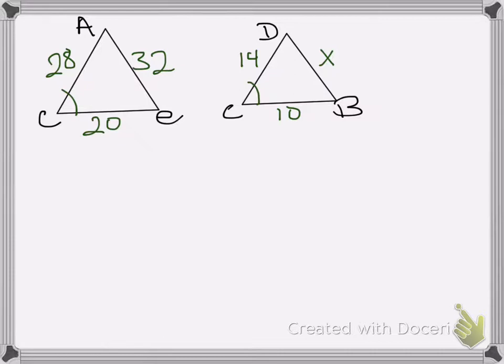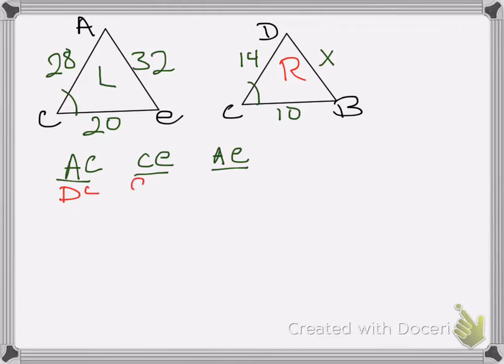First thing I'm going to use is the big triangle over here on the left side. First side I see is AC, then CE, then AE. If I put those on top of the smaller triangle from the right side, well, DC, CB, DB. There's my proportion. That's what we know now. Now that I know all this information, it should be fairly easy to solve for BD, the X over there.